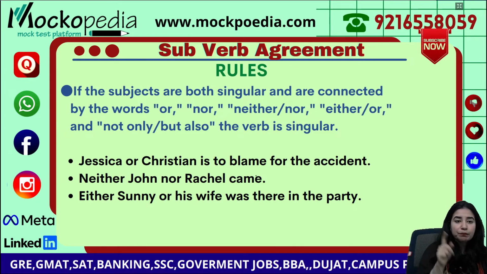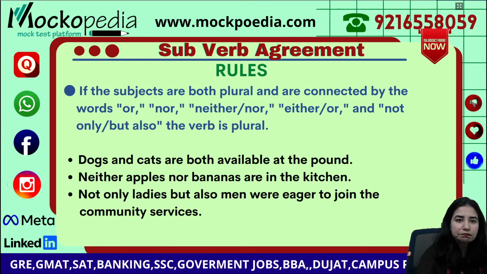Take one more example. Either Sunny or his wife was there in the party. So Sunny, wife, two terms, but we are combining with either or. So the verb is going to be singular and hence we have used "was," which is a singular verb. "Were" is plural. I'm sure you know this. So I hope we are clear with this particular rule. Simple rule. Whenever you are combining two singular subjects using or, nor, neither nor, either or, not only but also, the verb is singular. Like I told you, there are a lot of variations to this. So let's learn and explore those variations.